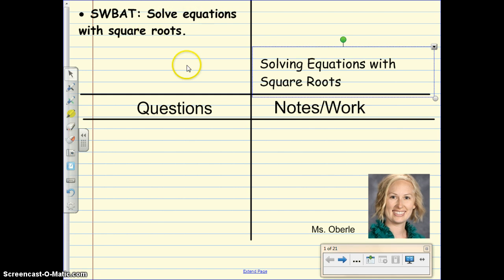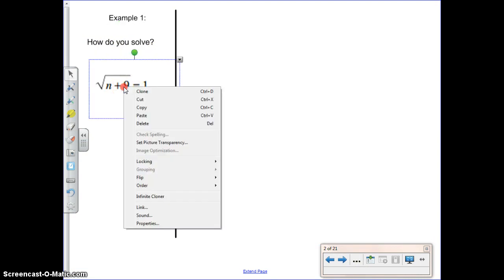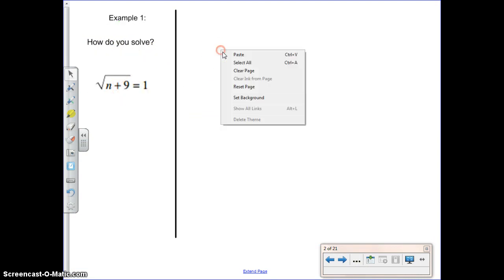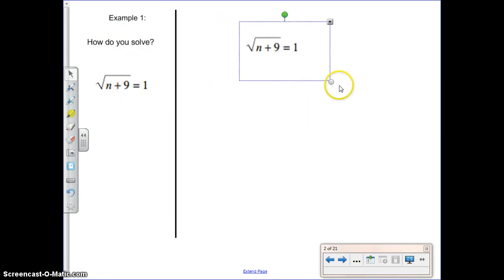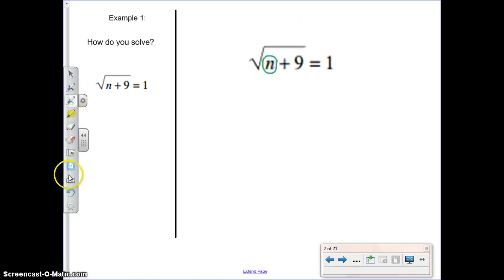So to undo something that is squared, remember we square it. So how do we solve something with a square root? Well, I'm going to start by moving it over here and remembering that we focus in on what we're trying to get alone. And of course we draw our line. What we do to one side we have to do to the other side. So to work on getting this n alone, I first have to undo this square root.